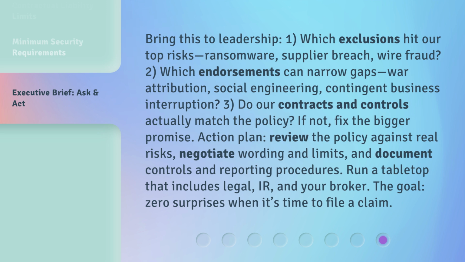Bring this to leadership. 1. Which exclusions hit our top risks? Ransomware, supplier breach, wire fraud. 2. Which endorsements can narrow gaps? War attribution, social engineering, contingent business interruption. 3. Do our contracts and controls actually match the policy? If not, fix the bigger promise.